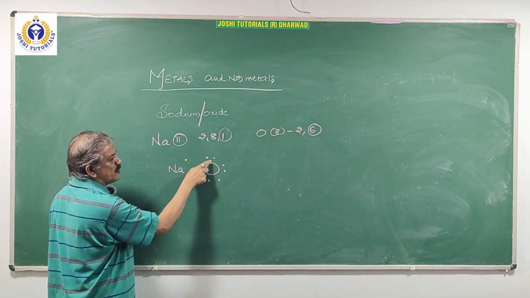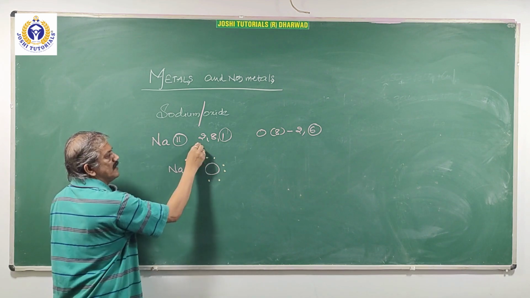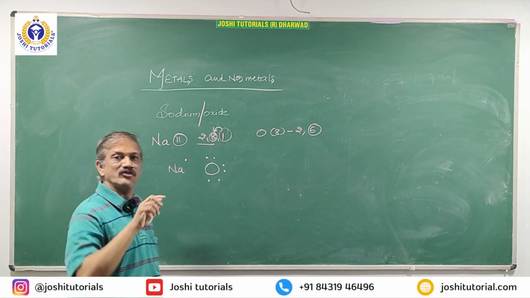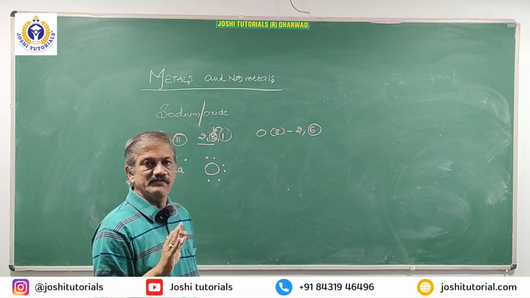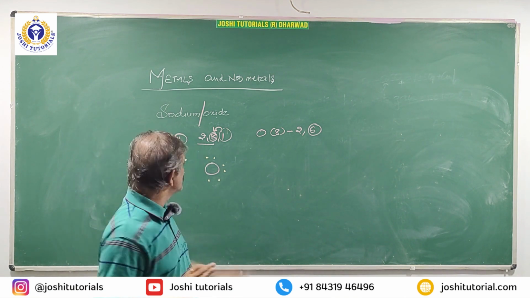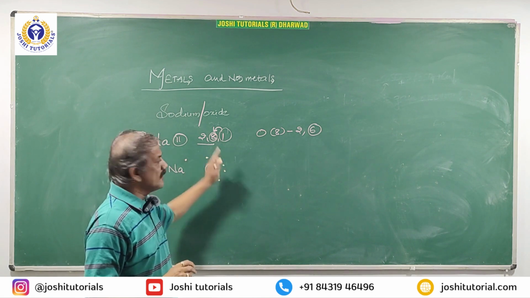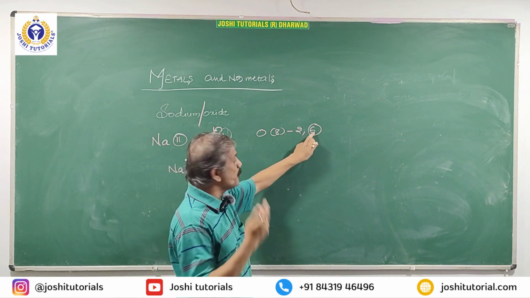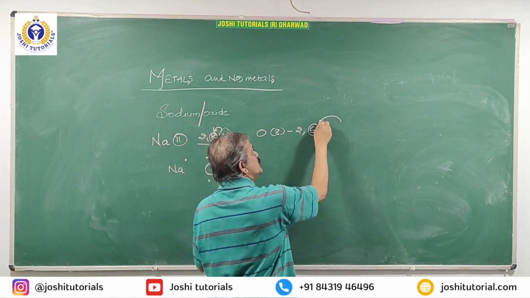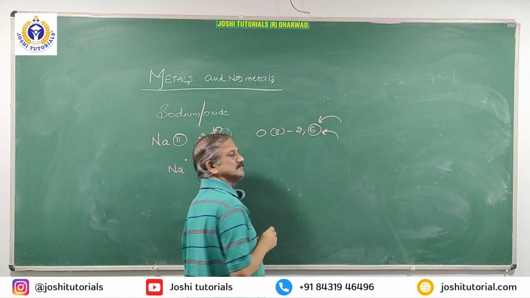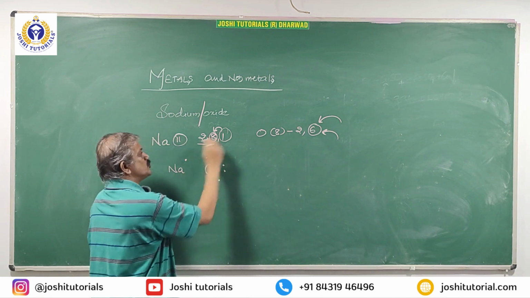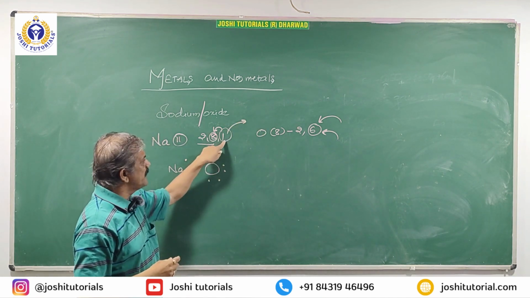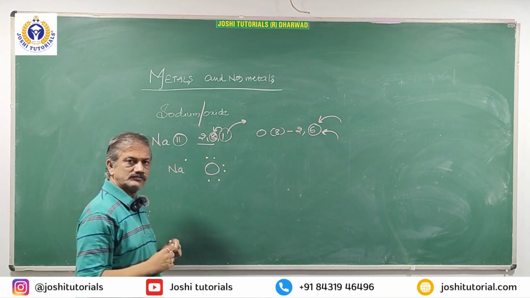Sodium gives one electron because you must see in the penultimate shell there are 8 electrons. Stability, octet. That is why it wants to lose. Oxygen, to become stable or reach the octet configuration, wants 2 electrons. At a time, sodium cannot give 2 because only one is there, but oxygen wants 2.